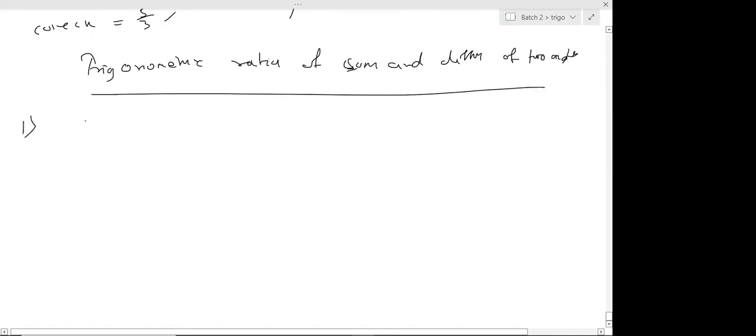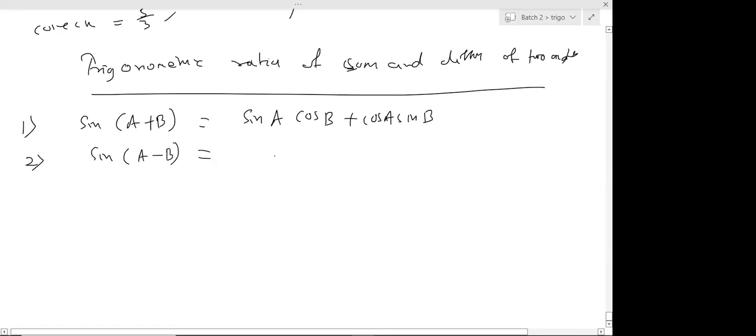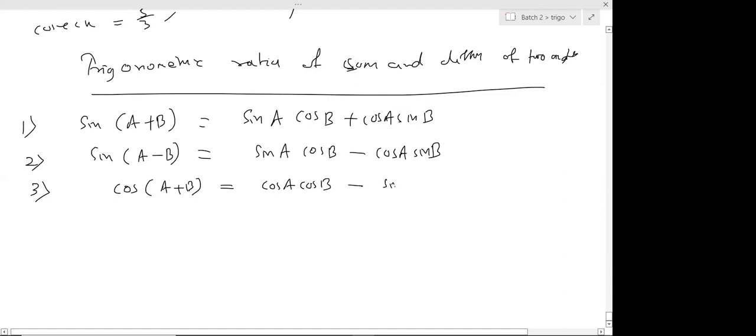All right. First one is sine A plus B. If they have given two different angles added together, then you will use this formula: sine A plus B is equals to sine A cos B plus cos A sine B. If they have given you the difference of two angles, that is sine A cos B minus cos A sine B. If they have given you cos A plus B, that is equals to cos A cos B minus sine A sine B. Cos A minus B is equals to cos A cos B plus sine A sine B.